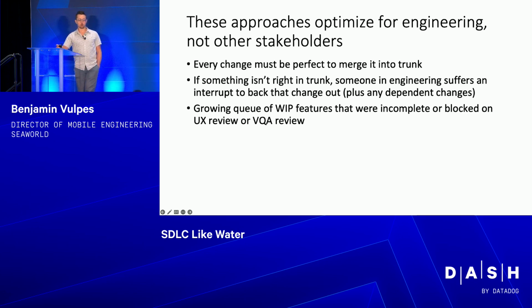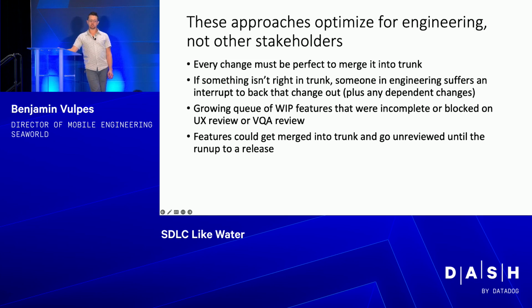It also produced a growing queue of work-in-progress features that were either incomplete or blocked for UX review or VQA review. Does it look right? Is the experience correct when we get it into trunk? And if it's not, well, now we're in trouble. We have to go back and back it all out of the build.